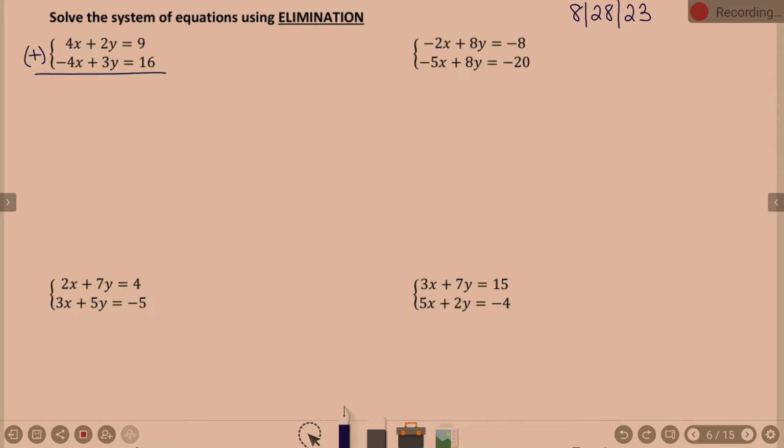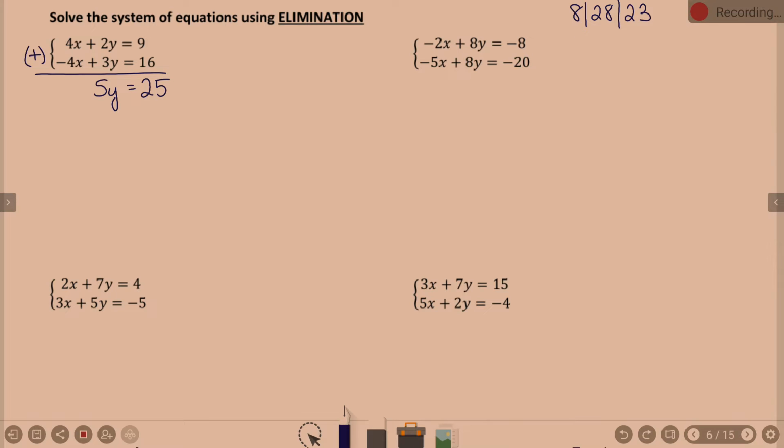So I'm just going to do that right there in my work. We're going to add 4x and negative 4x together. If we're going to add those two, we're going to add the whole thing together. So what is 4x plus negative 4x? 0. It cancels, right? When they're opposite signs and we add them, they cancel out. Continue adding like terms. 2y plus 3y is 5y. Equal signs are lined up. And then 9 plus 16 is 25.